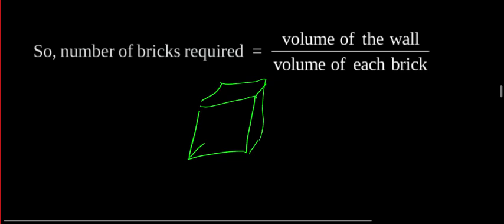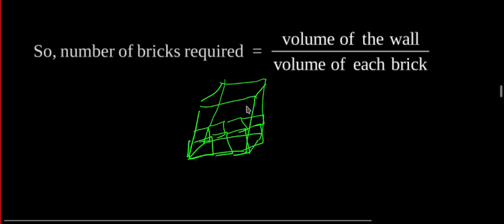Suppose in case of this formula, we know the volume of a wall. A wall can be in the shape of a rectangle. This is a wall. So this wall is made up of many bricks. We know very well that a brick is made up of rectangles. So each brick is in the shape of a rectangle, and the volume of the wall is also that of a rectangle.